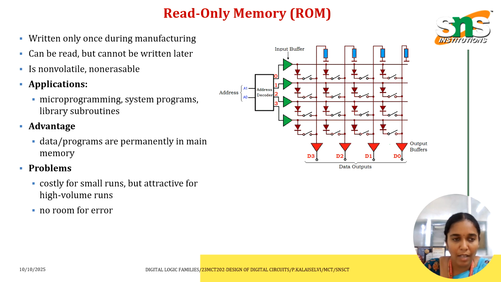ROM has some advantages and also disadvantages. The main advantage is that the data or program is permanently in main memory. The problem is that it is costly for small runs, though fine for high volume runs, and there is no room for error. These are the advantages and disadvantages of ROM.